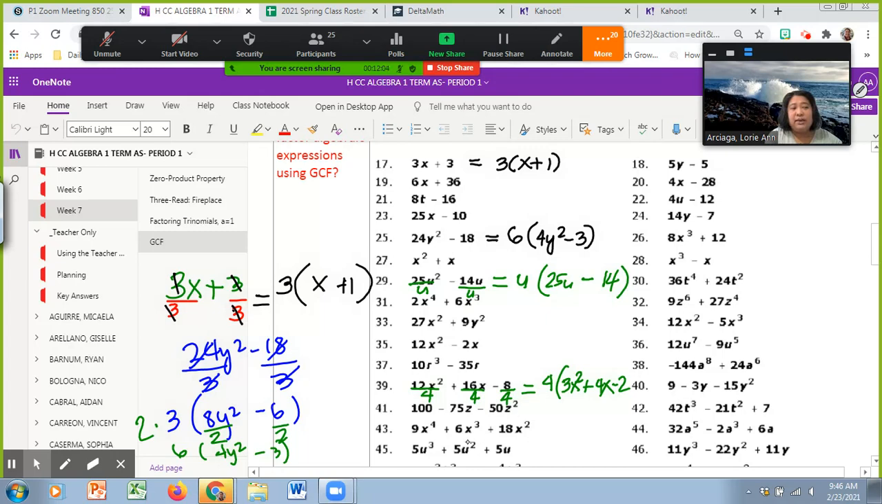How are we doing in this one? Can you try 45 and 46? I'll give you about 3 minutes. Try 45 and 46, and then we'll look at another type of GCF.